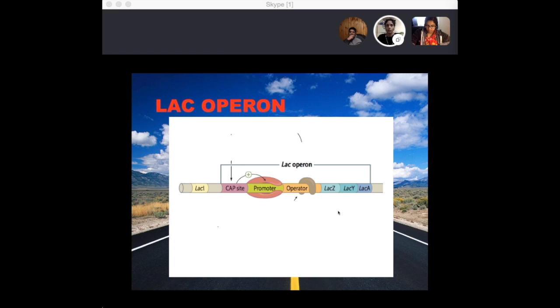So in order to know what we need to transcribe these genes, we essentially need to go back to the idea of whether there's glucose or lactose present. If there is no glucose present and there's plenty of lactose, we are then going to proceed to transcribe the lac genes.